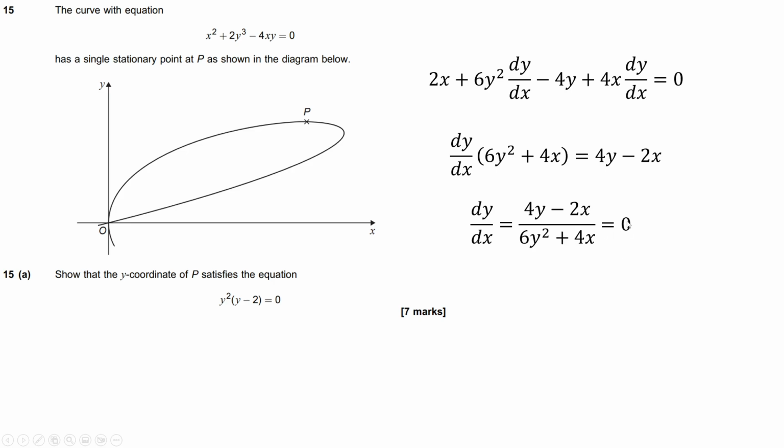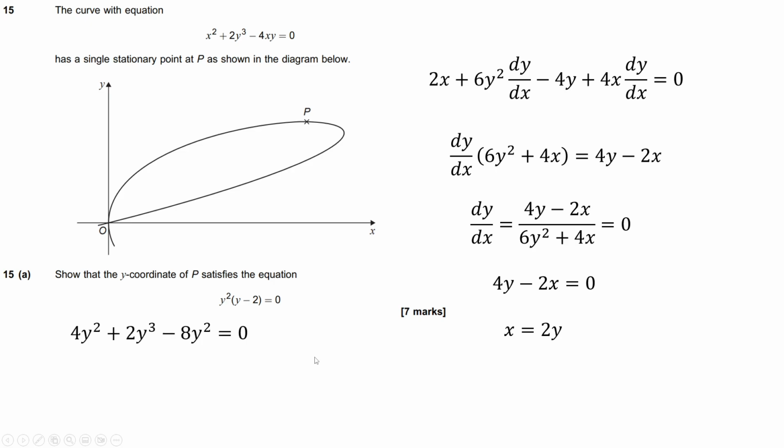And then you can just multiply this both sides. This goes away to 0. So you get 4y minus 2x equals 0. So you get x equals 2y. And then we know that x equals 2y, so just plug that back into there.